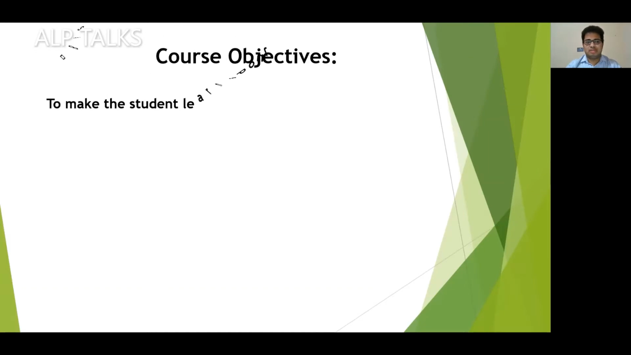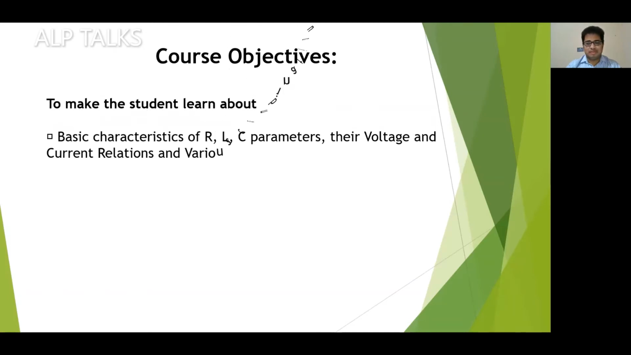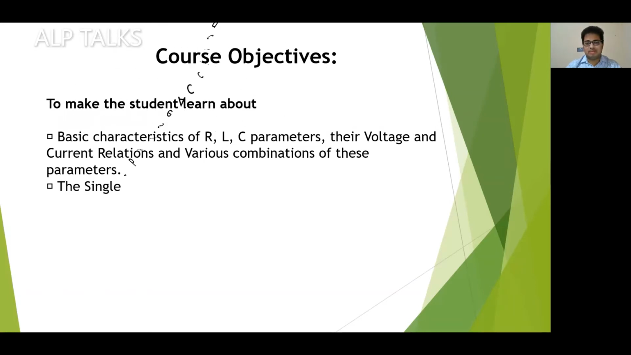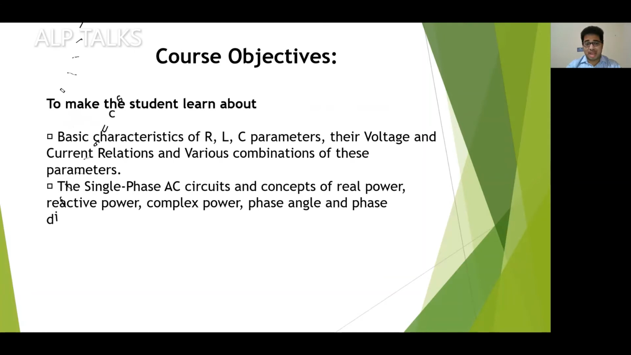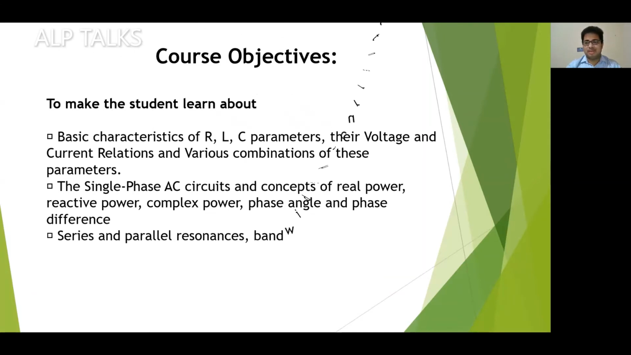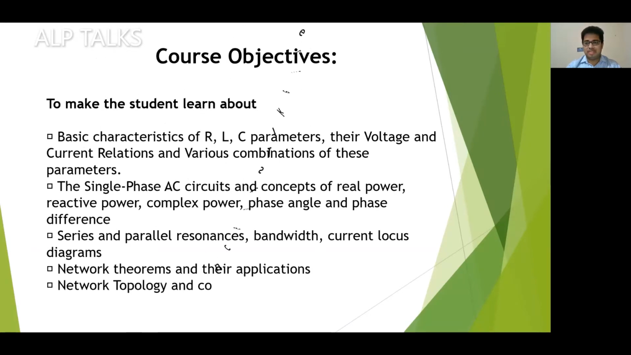For this course, the objectives are to make the student learn about basic characteristics of RLC parameters, their voltage and current relations, and various combinations of these parameters, and the single phase AC circuit and concept of real power, reactive power, complex power, phase angle and phase difference. These things we are going to discuss. And similarly, series and parallel resonance, bandwidth, current locus diagrams, and network theorems and their applications, network topology, concepts like tree, cut set, tie set, loop, co-tree. These are the basic things we need for electrical engineers. So all the things we are going to discuss in this course.